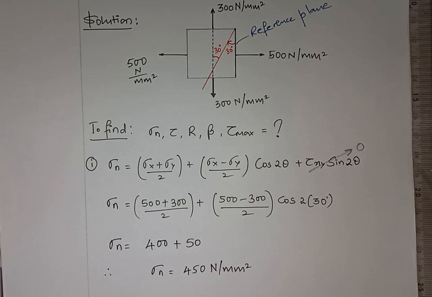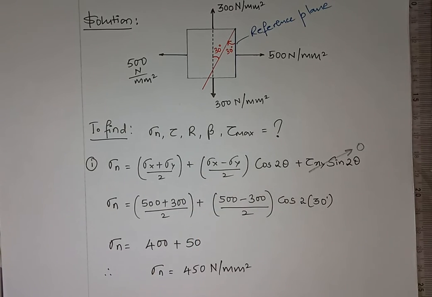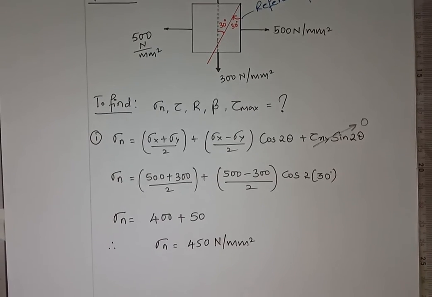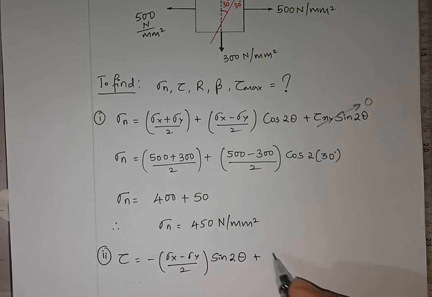Right? So that is the first thing. I am done with this one. Now I will go for finding out shear stress. The formula for shear stress is tau is equal to minus of (sigma x minus sigma y) divided by 2 into sine 2 theta plus tau xy into cos of 2 theta.